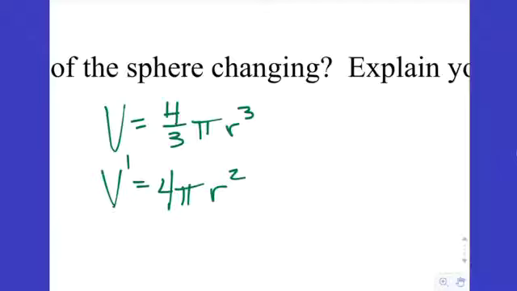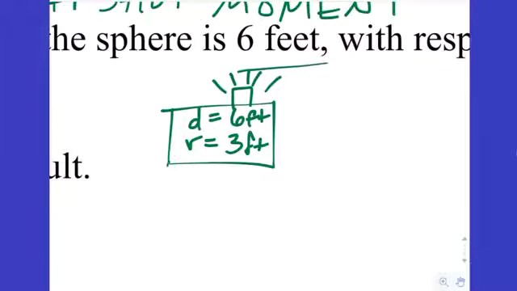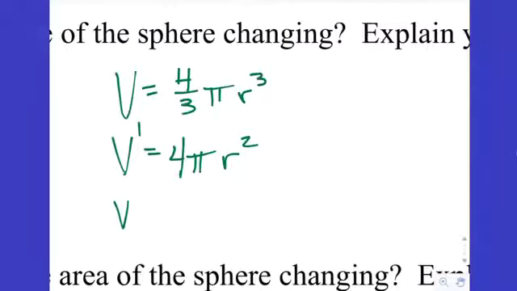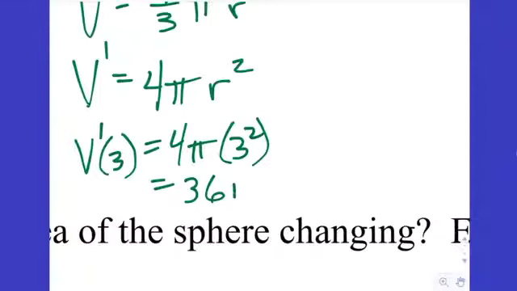Now, in order to compute this, I need to know what the radius is at that moment. Do I know what the radius is at that snapshot moment? Yeah, it was 3. If we hadn't found it yet, we would know when the diameter is 6, the radius is 3. So now we'll say V prime of 3 equals 4 pi times 3 squared, and we end up with a final answer of 36 pi.